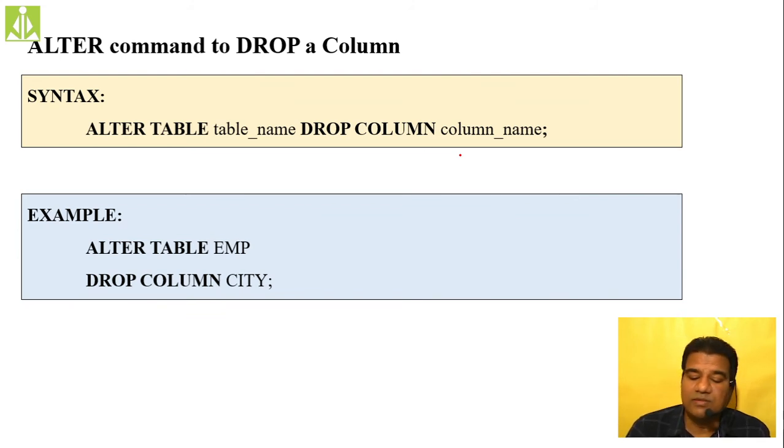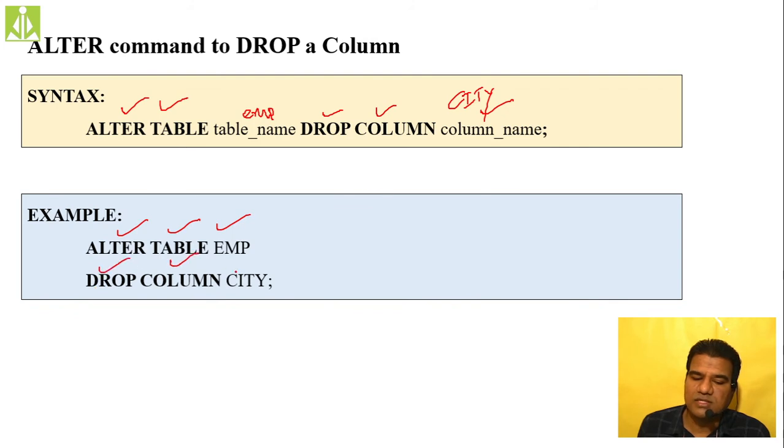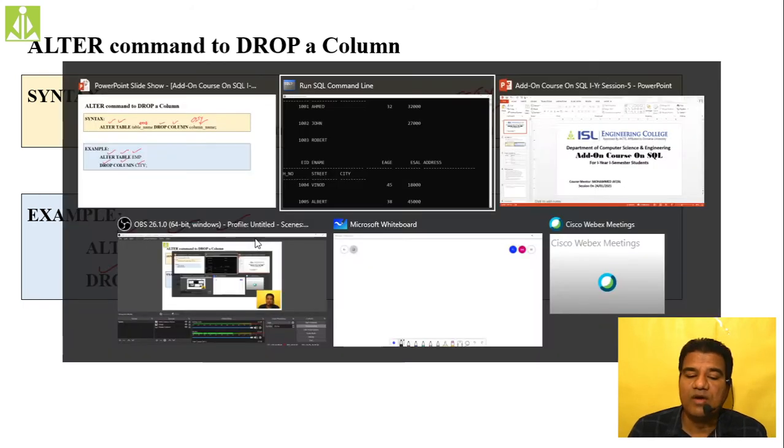So now see, the syntax is very simple. Alter followed by table. This alter command always comes with the table keyword. Alter table, give the table name, like employee, and then drop column as it is, because it is a keyword. Drop column followed by the column name. The column name is city, which I have added now, so that city I want to delete. So CITY, like this. Here you can see the example. Alter table employee drop column city. It will simply remove that city column from my table.